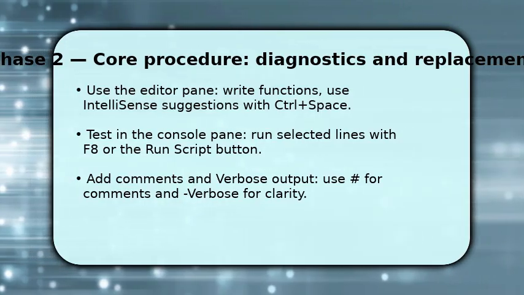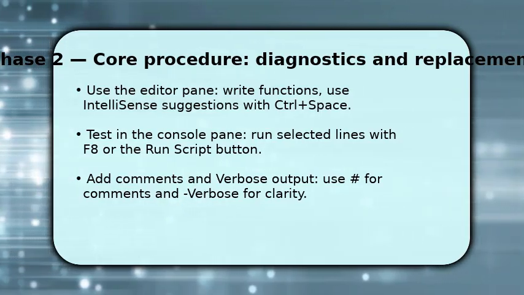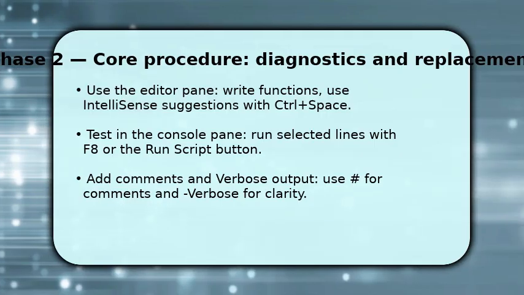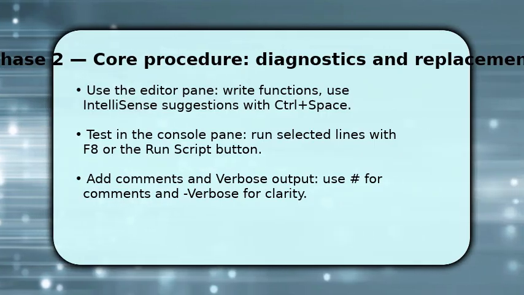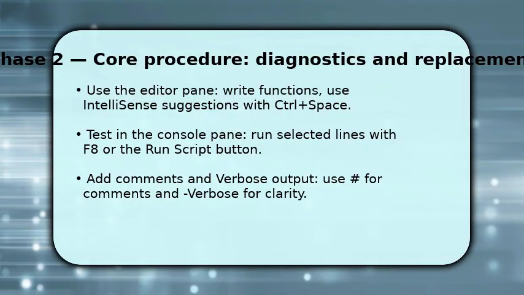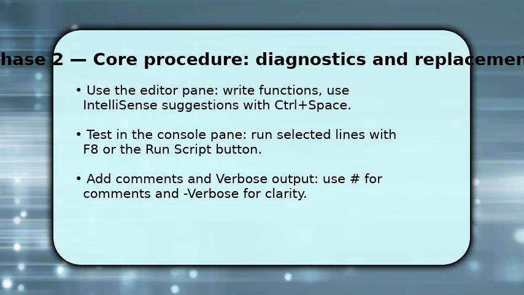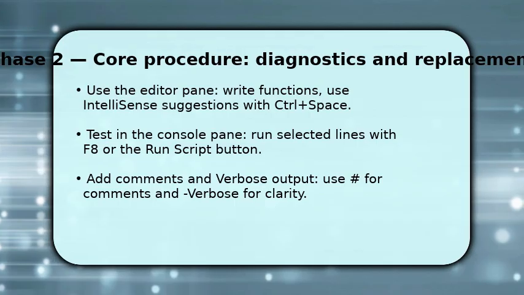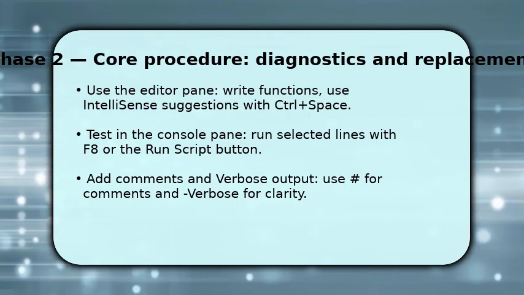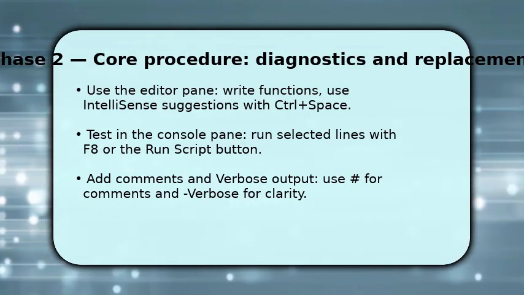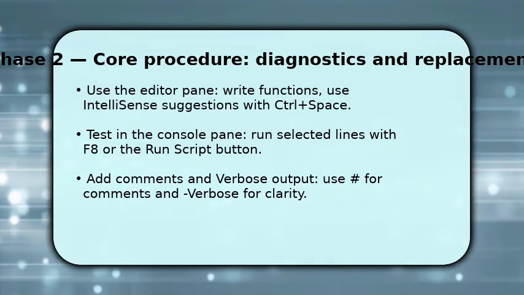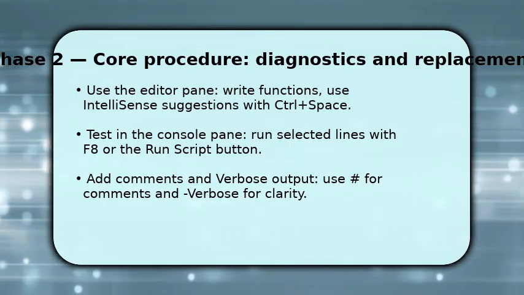Use IntelliSense, press Ctrl+Space to complete cmdlet names and parameters. When ready, select lines and press F8 to run them in the bottom console. This isolates changes and speeds debugging. If you need more output, add -Verbose to commands. Once lines behave, run the full script with F5, observing errors in the console so you can iterate quickly.